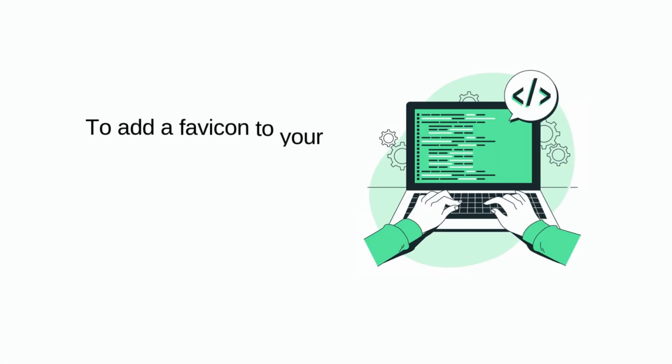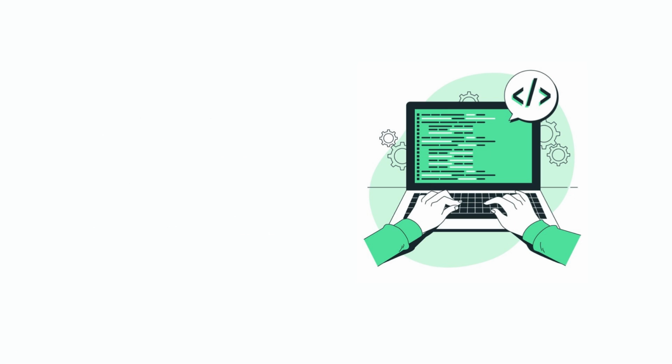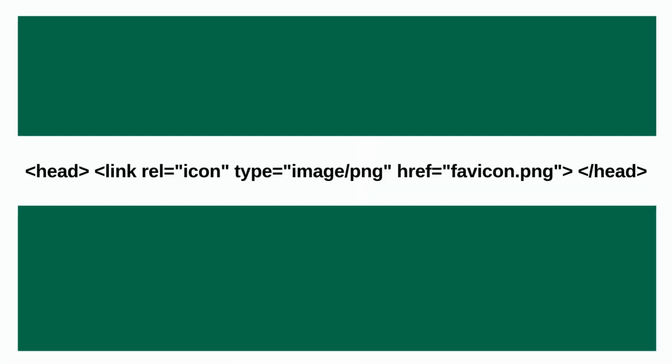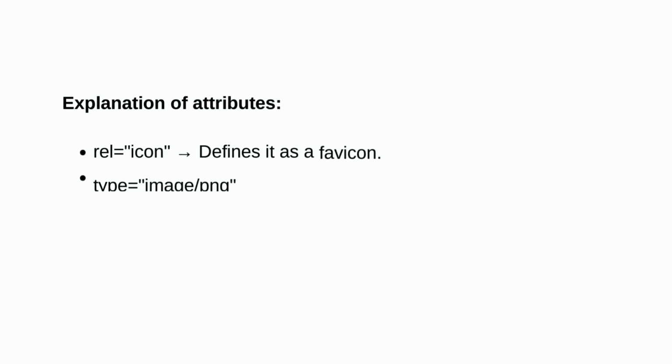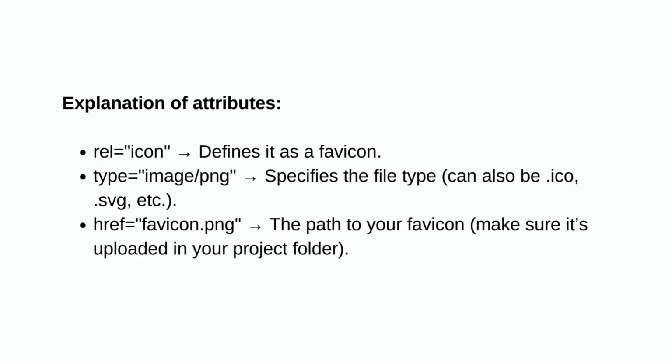To add a favicon to your website, use this HTML code inside the head section of your page. Rel defines it as a favicon. Type specifies the file type. Href is the path to your favicon.